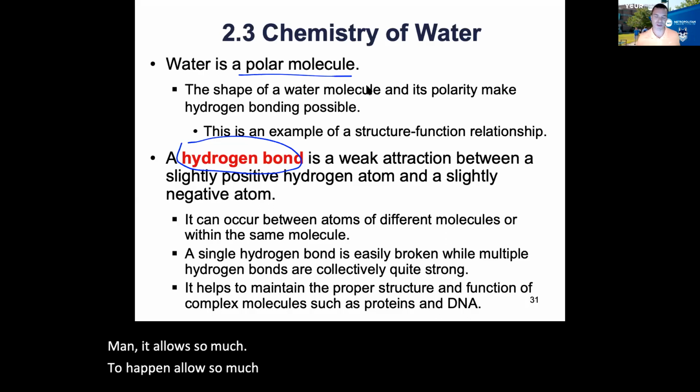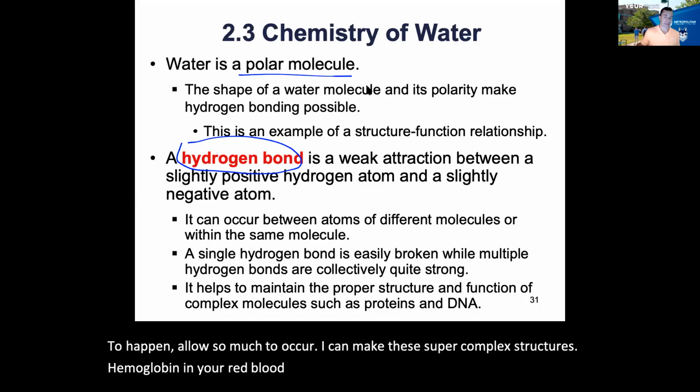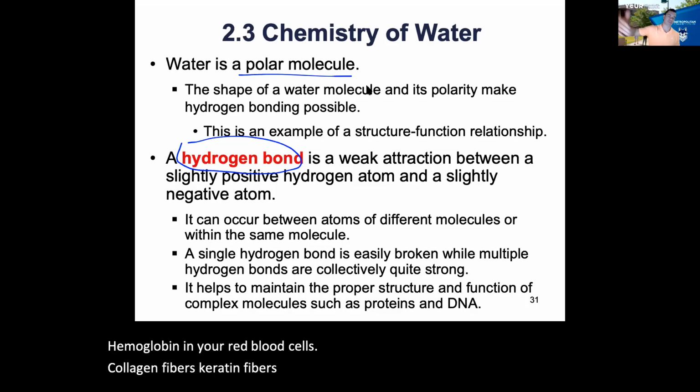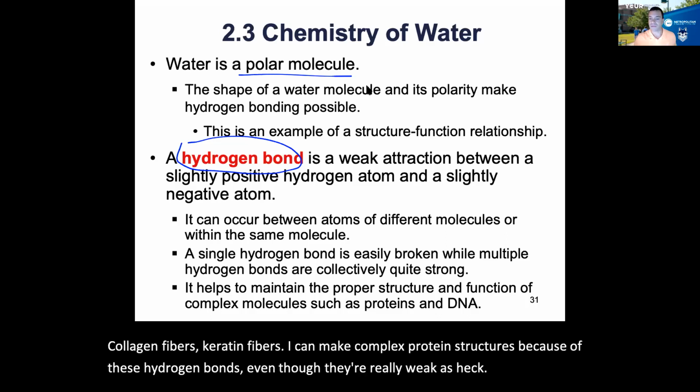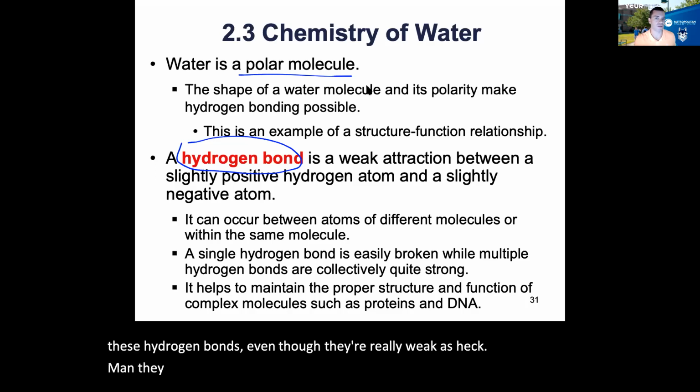It can make these super complex structures like hemoglobin in your red blood cells, like collagen fibers, keratin fibers. I can make complex protein structures because of these hydrogen bonds. So even though they're really weak, they do so much in the world of biology that gives shape and structure to all of the various things that we talk about throughout.